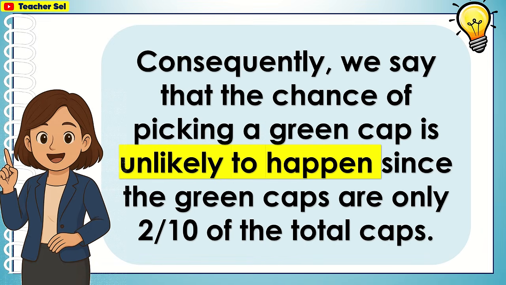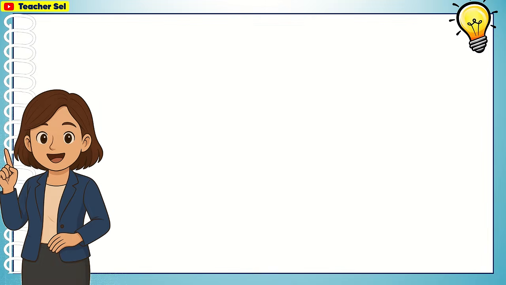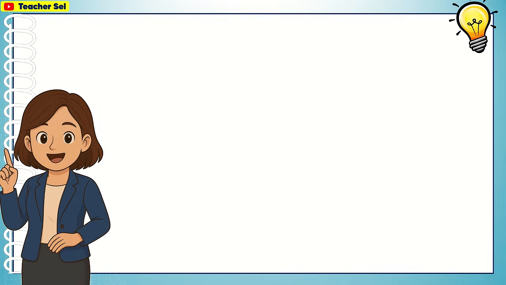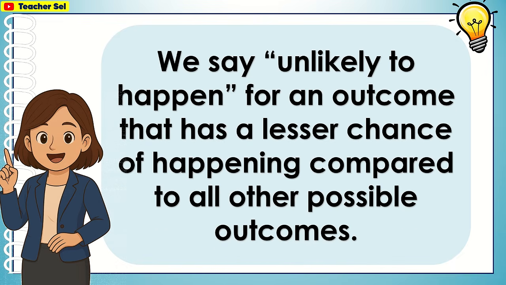Consequently, we say that the chance of picking a green cup is unlikely to happen since the green cups are only 2/10 of the total cups. We say likely to happen for an outcome that has a greater chance of happening compared to all other possible outcomes. We say unlikely to happen for an outcome that has a lesser chance of happening compared to all other possible outcomes.